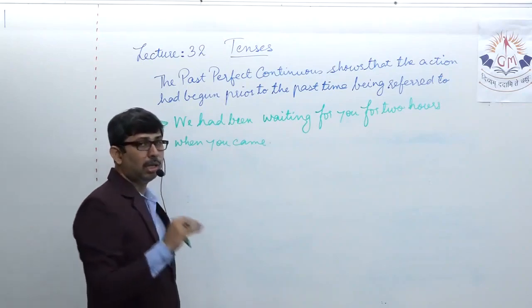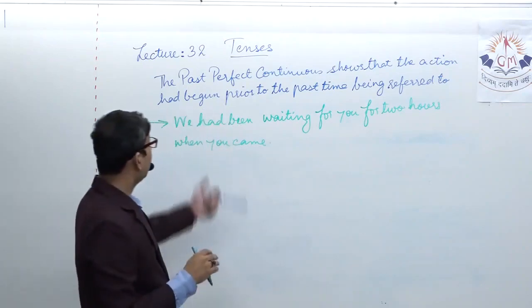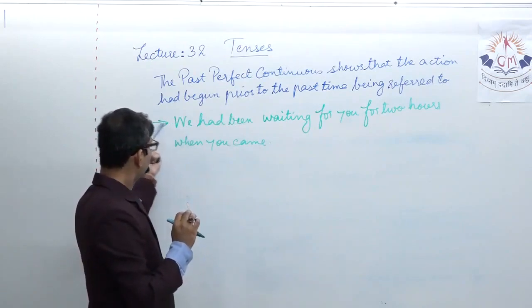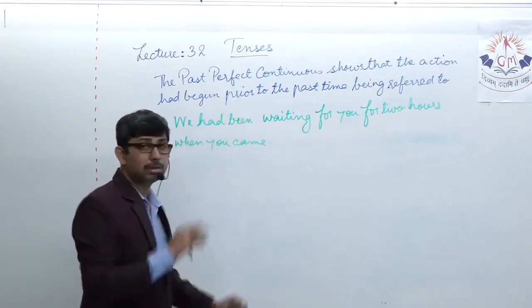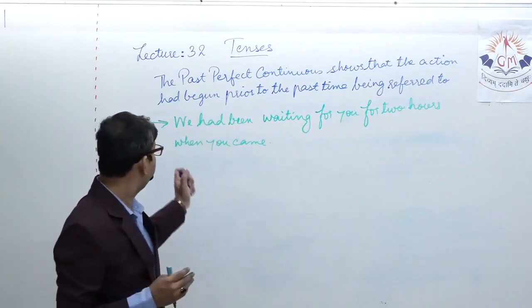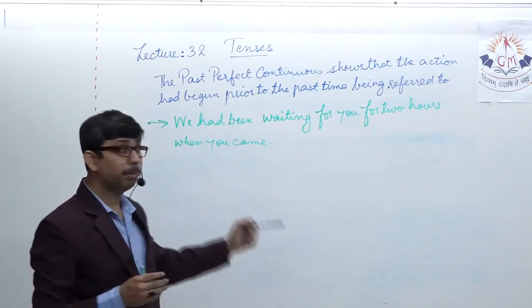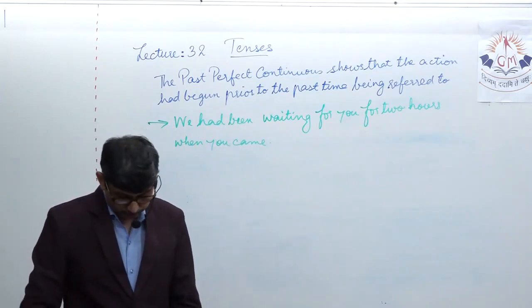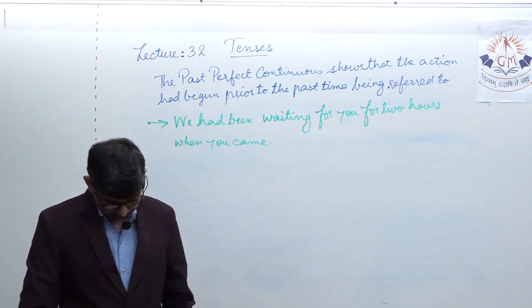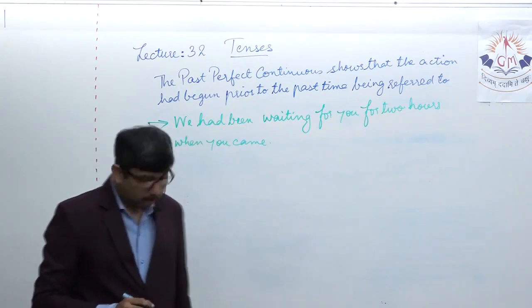So, already the action had been started, that the action had begun prior to the past time. Clear? And the whole example justifies the understanding of the past perfect continuous, which is a combination of the two. So, in this manner, we learned about the past perfect continuous tense. One more example.